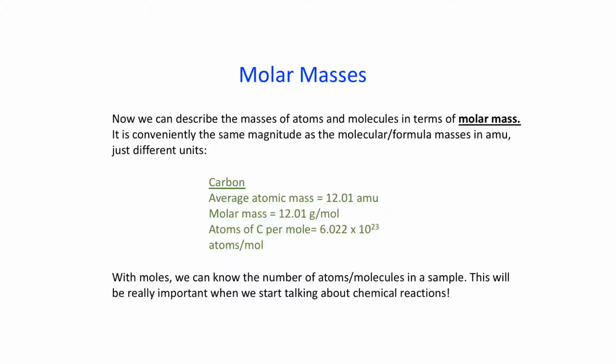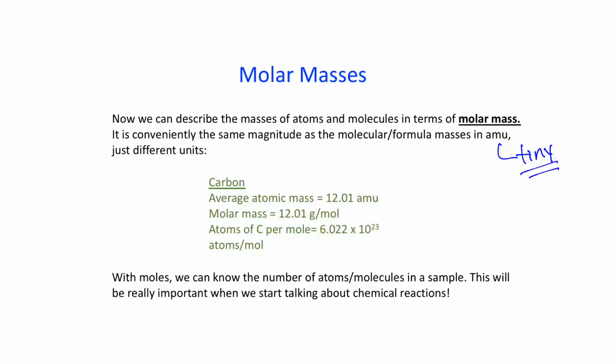Now that we've introduced the mole, we can describe the masses of atoms and molecules in terms of molar mass. That's just yet another way to describe the mass of whatever we're dealing with. Conveniently, it is the same magnitude as the molecular and formula masses we've already introduced. Remember those were in units of AMUs, or atomic mass units. Remember those masses were talking about one atom or one molecule. Very, very tiny amounts.